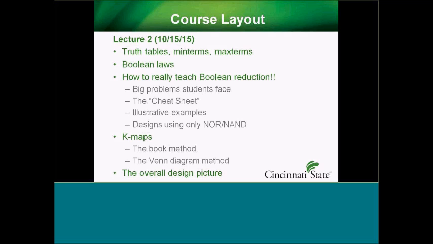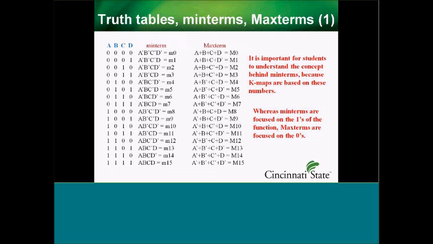Most books present K-maps in one particular way. It's a way that I don't necessarily agree with because I've seen students consistently make mistakes. So I've got more of a Venn diagram kind of method. It's not exactly Venn diagrams, it's the same concept, and it seems to work a little better for students. Then the overall design picture: now that we have all these tools at our disposal, how we can move forward. Okay, so the first thing is looking at the truth tables.